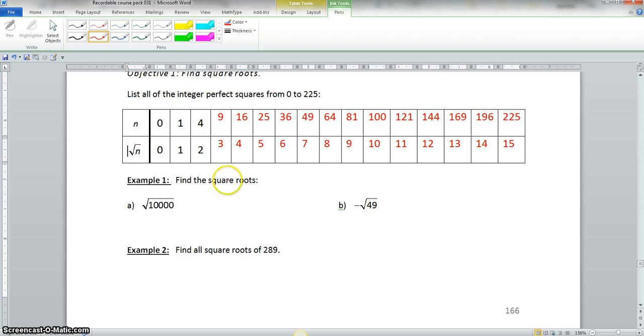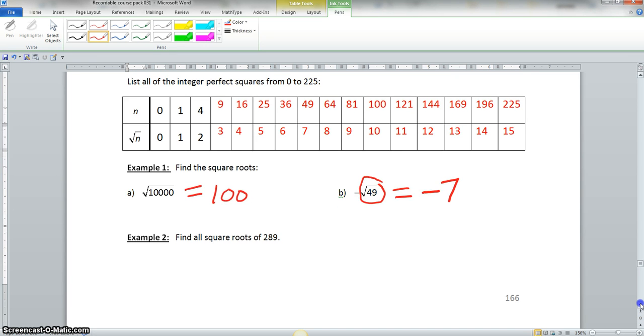Now, it says find the square root. We want to know the square root of 10,000. The square root of 10,000 is 100, because 100 times 100 is 10,000. Now we look here. We have a negative sign on the outside of the radical. So we would just carry this negative sign over. The square root of 49 is 7. So our final answer here would be negative 7. Remember, under this radical here, our answer was positive. But because it was a negative on the outside, it became negative 7.